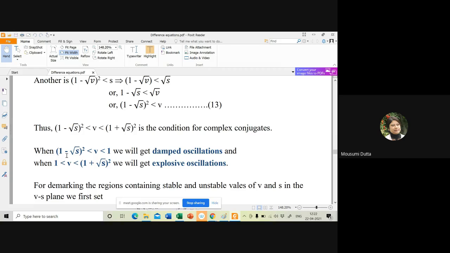So if I get this, v is less than 1 here. In this case, we can take only that part. So when 1 minus root s whole square is less than v less than 1, v is less than 1, in that case, we will get damped oscillations. When the roots are complex, we will get an oscillatory time path. And if the v value is less than 1, in that case, we will get damped oscillation.